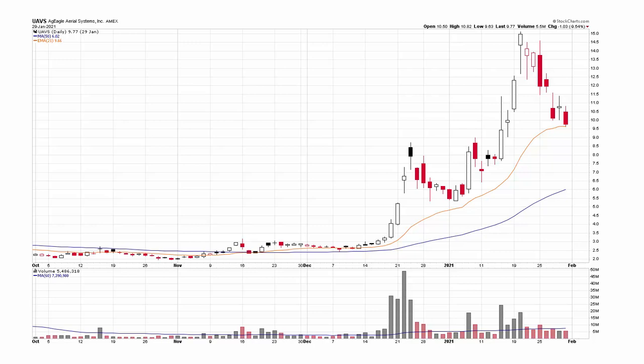So here's UAVS. It had been doing really well. You can see a breakout here from a bottoming pattern. You can see all the volume here. Stock then traded kind of a cup and handle pattern here, and we got another breakout there.